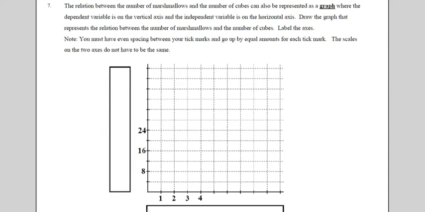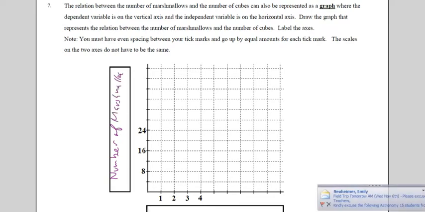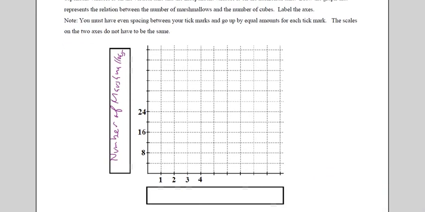So what goes in this box? What do we put here? What's the label? The number of marshmallows. Now what goes down in this box down here? Number of cubes. What numbers do we have to put that aren't in the number of cubes? This scale goes by how much? Ones.